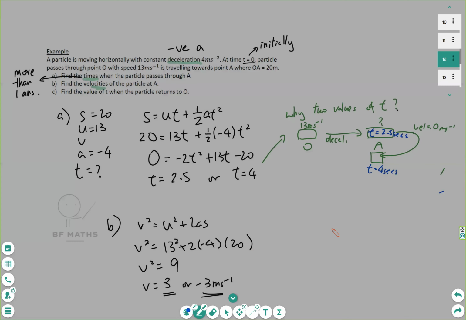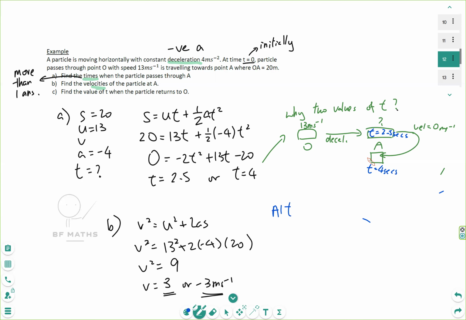Alternatively, we can also do V equals U plus AT. So V is unknown, U is 13, A is -4. But which T value do we choose? Use both. So T is 2.5, so V equals 3 meters per second. But also, if you use this formula, you also need to do V equals 13 plus -4 times 4. Use the other T value.